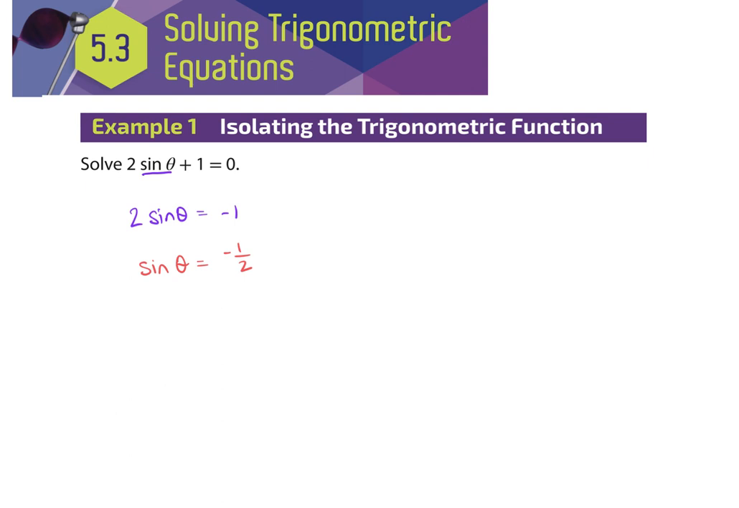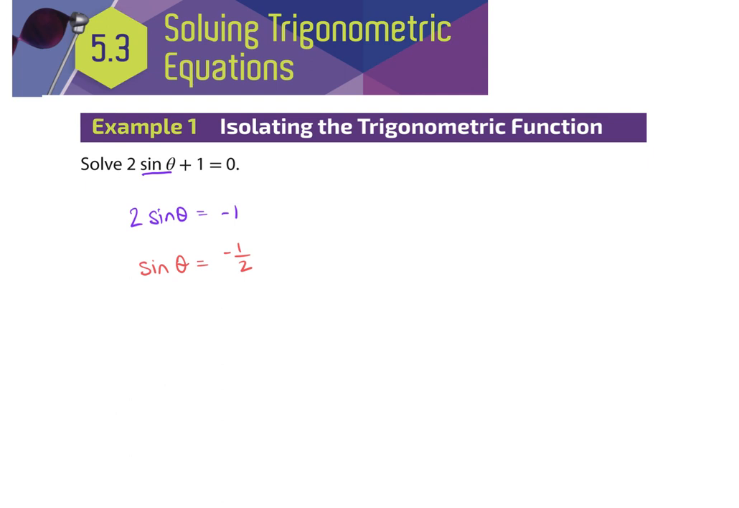All right, there are 2 quadrants that give me a negative sine. That is the third and the fourth quadrant, okay? There is one reference angle that gives me a sine of 1/2. That is pi over 6, okay? My 30-degree angle has a sine of 1/2. So pi over 6 is going to give me a sine of 1/2.